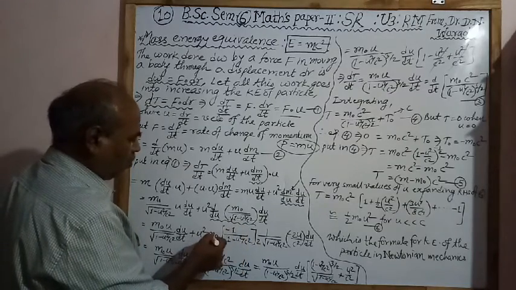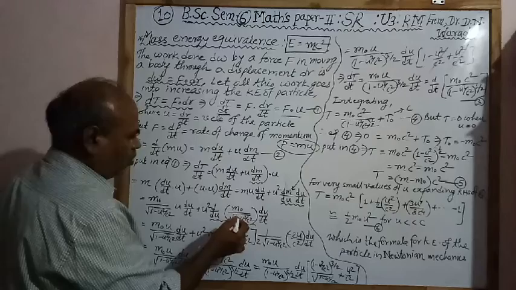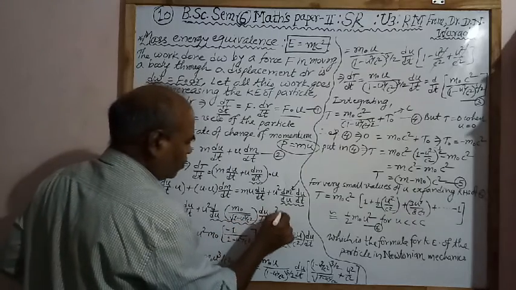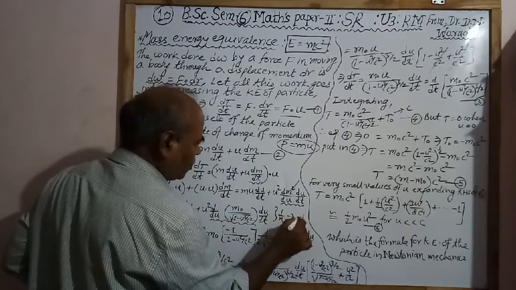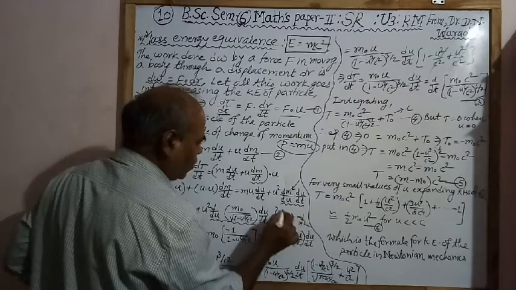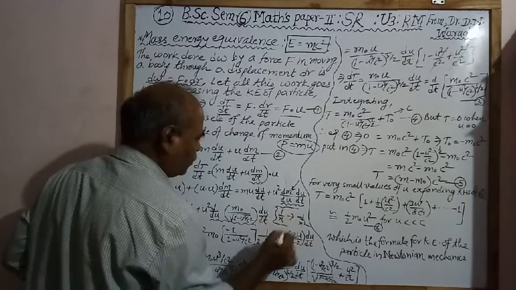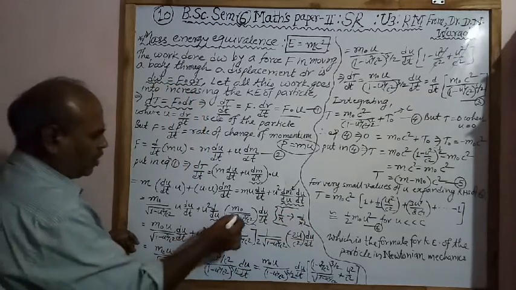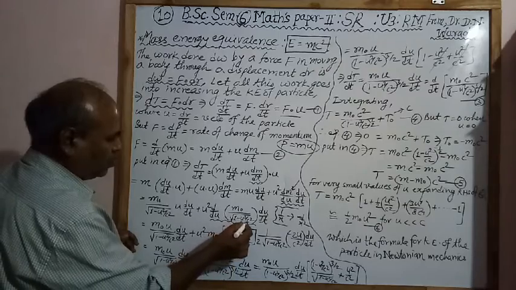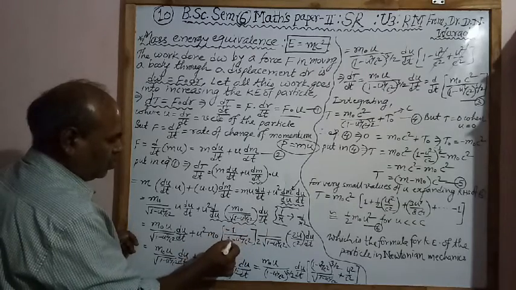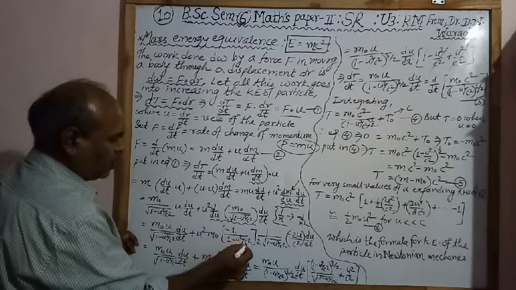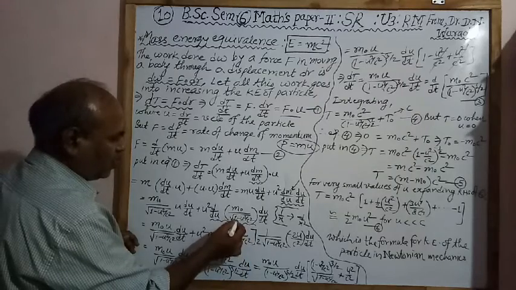m0 is constant, taken out of the bracket. We know derivative of 1 by x is minus 1 by x square. Therefore, minus 1 upon under root of this squared, that is 1 minus u square by c square, into again derivative of this under root.